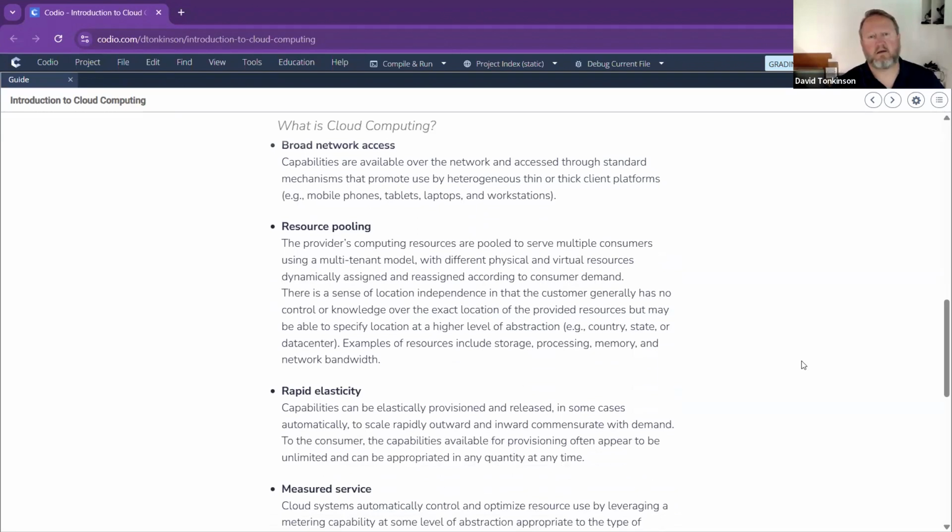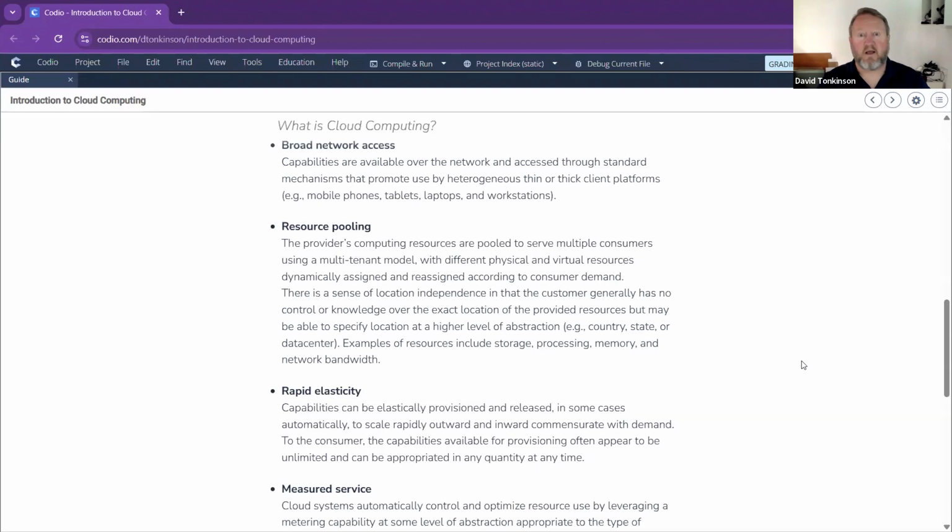And one of the key fundamentals that we get through is resource pooling. Okay, because I'm not responsible for the hardware. I'm not responsible for the individual servers or anything like that. Someone else is. That server essentially can be shared as a shared resource between multiple companies.